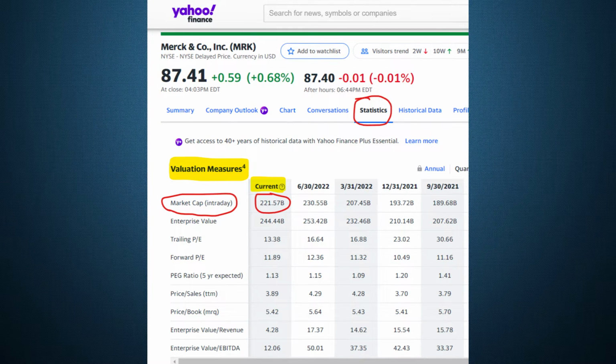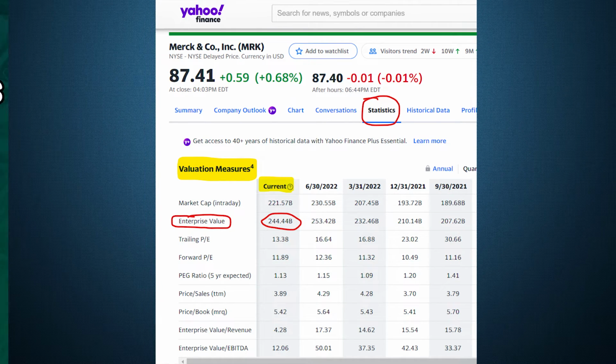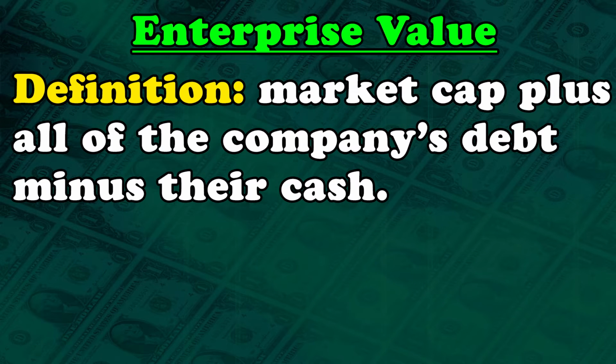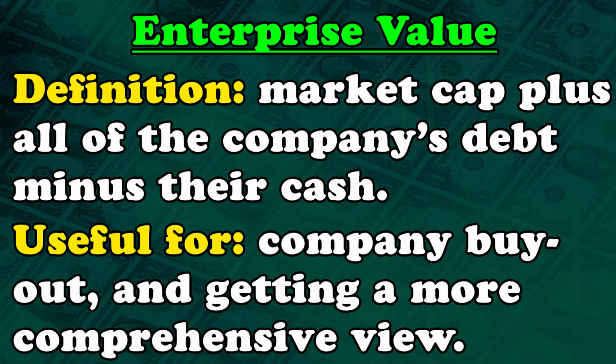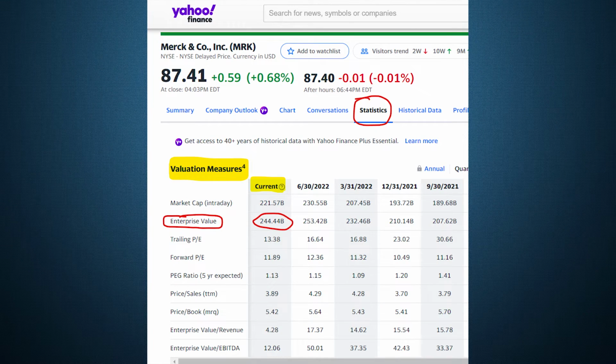Next up though, we also have the enterprise value at over $240 billion for Merck, which is very similar to the market cap, except that here you would also add on the company's debt minus their cash. It's more commonly used for takeover purposes though, because it really tells you what the actual price is that you'd have to pay if you wanted to acquire the entire company, since you'd also have to take on their debt, obviously.